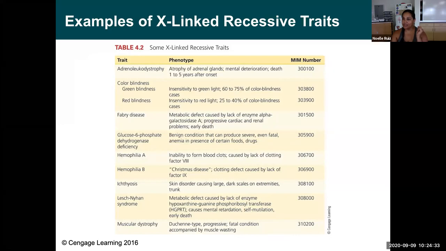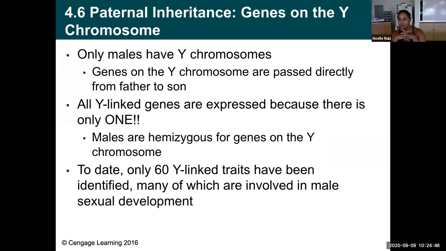So there's examples of X-linked recessive traits. Color blindness, the red-green, hemophilia, muscular dystrophy, those are X-linked traits. And then genes on the Y chromosome, also pedigrees that should be really easy to pick out. So only males have Y chromosomes, boys have Ys. Genes are passed directly from father to son. All Y-linked genes are expressed because there is only one. They're also homozygous for genes on the Y chromosome. And to date, there's only 60 Y-linked traits that have been identified, many of which are involved in male sexual development.